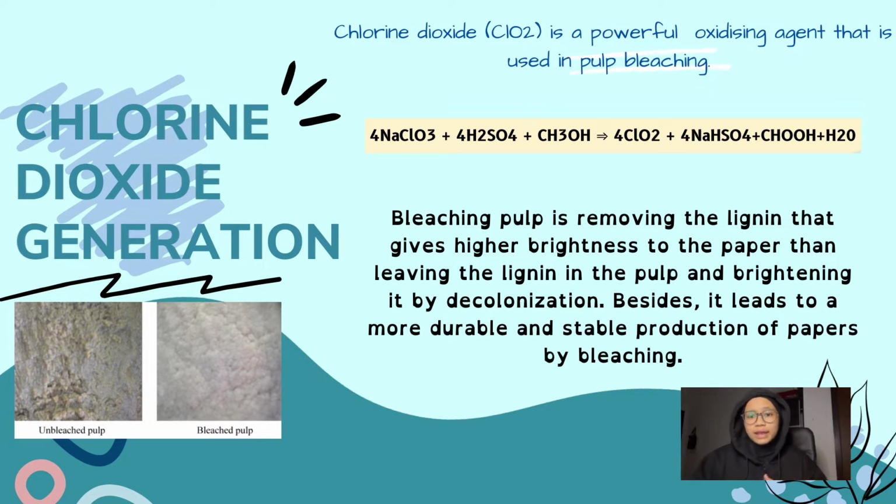In addition to that, bleaching pulp is removing the lignin, which gives higher brightness to the paper than leaving the lignin in the pulp, and brightening it by decolorization. Besides that, bleaching leads to a more durable and stable production of paper.